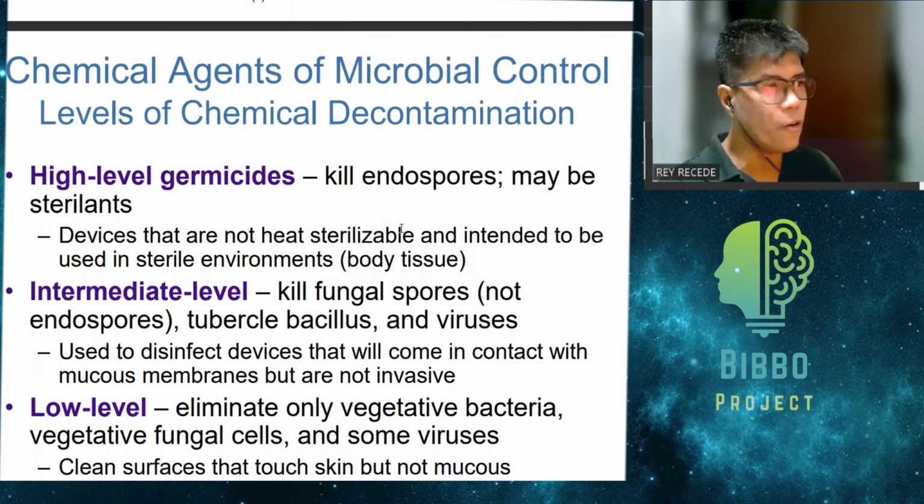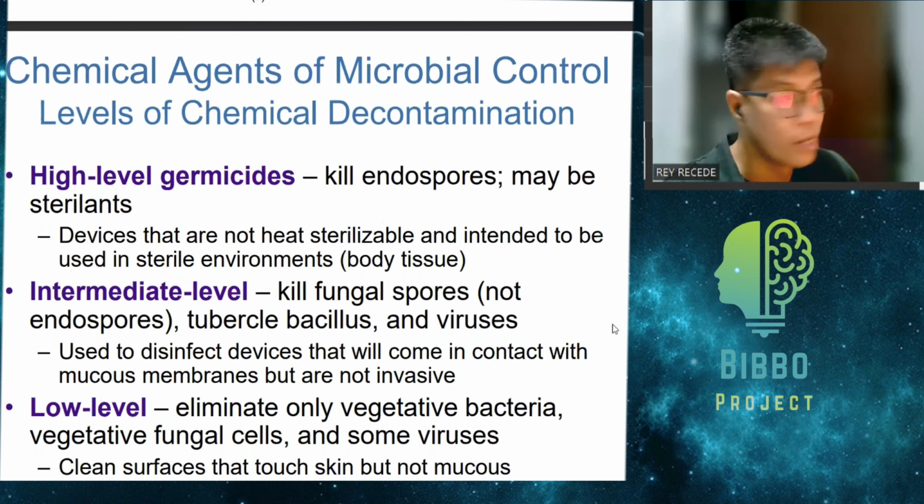Chemical agents of microbial control: levels of chemical decontamination. You have the high-level germicides, which kill endospores and may be sterilants: devices that are not heat sterilizable and are intended to be used in a sterile environment, like body tissues.